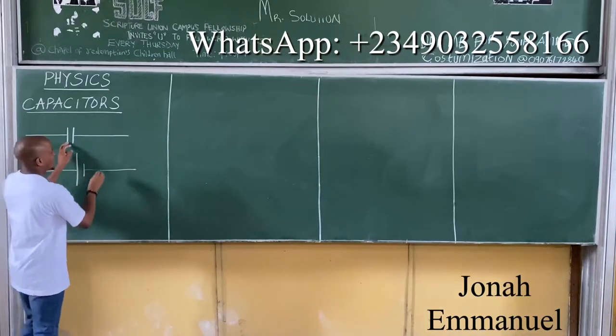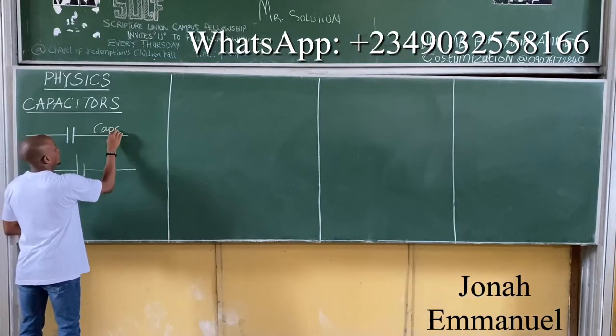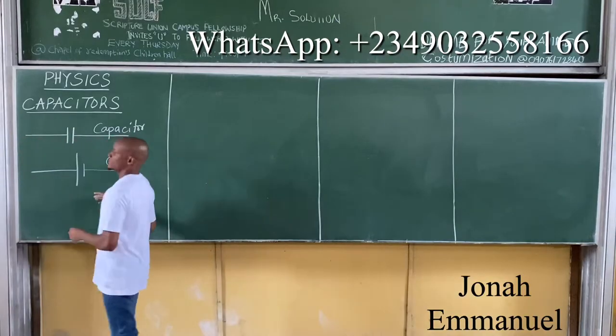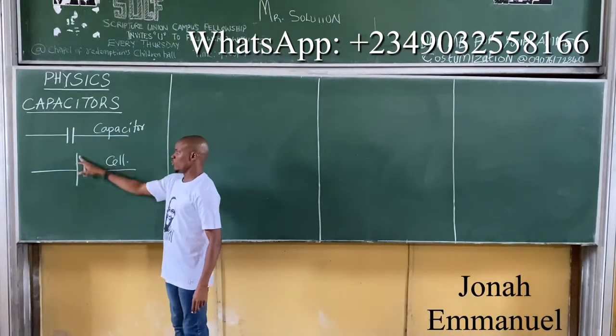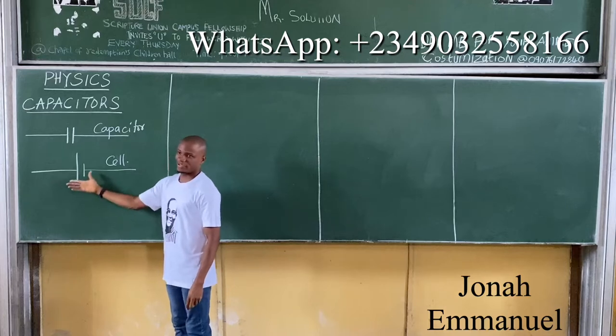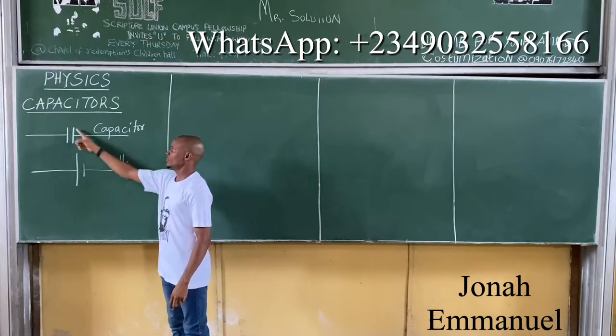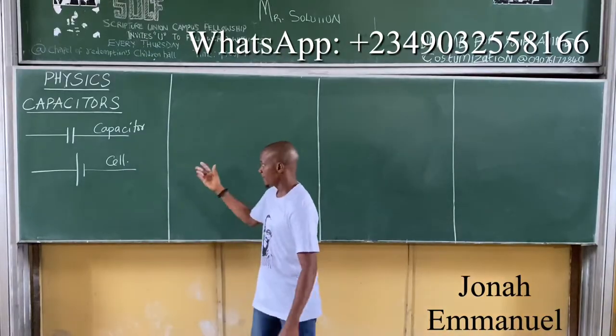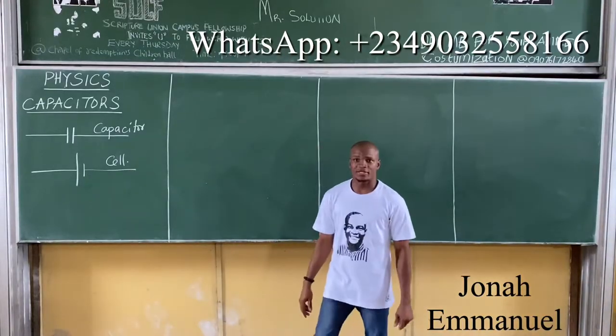So the difference between the capacitor and the cell: this is for the capacitor, and this is the cell. The difference is that for a cell, as you can see, one of these lines is longer than the other. For a capacitor, both lines are of equal length. So that's it. Next up, let's take down.